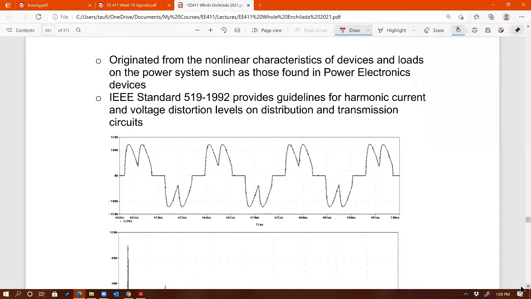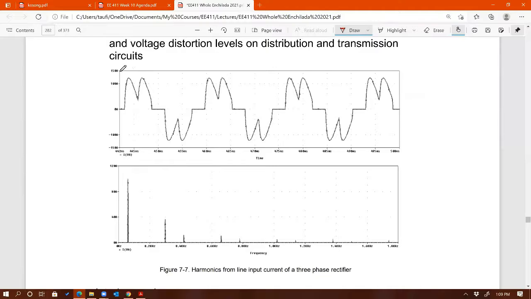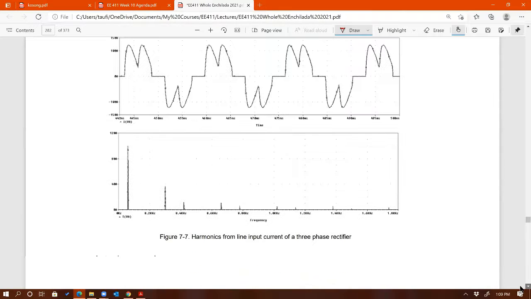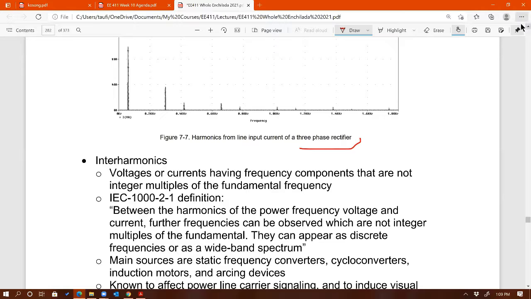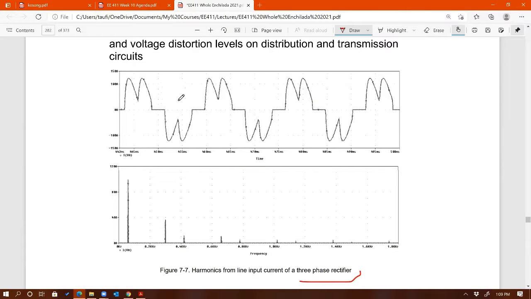Yeah. Here's an example that you saw in EE411. I don't know if you remember this, but this is the current that is being drawn from where? Do you remember this? Oh, you probably already have it here. Oh yeah, from a three-phase rectifier. So if you have a three-phase AC, three-phase bridge rectifier, that's the current that you'll be seeing at the input of the rectifier on the AC side.